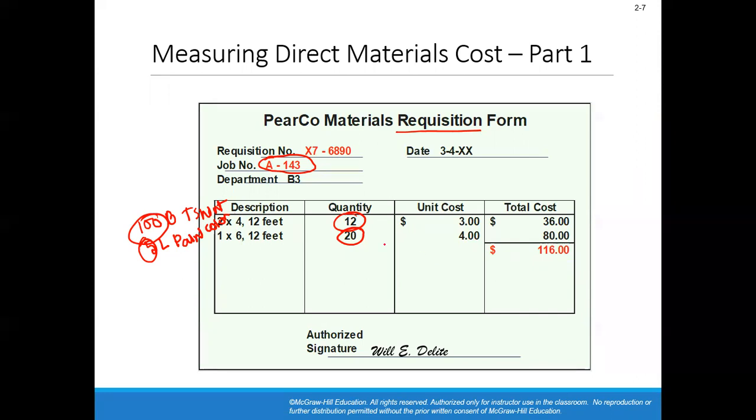and you will place it in the storeroom, and the storekeeper will release this amount of materials from the storeroom to the production plant for this job. So is it clear, the materials requisition form? What does it contain? It contains the description of the materials, the cost of the materials, and the total cost of the direct materials. Okay, and it will be assigned to a particular job.